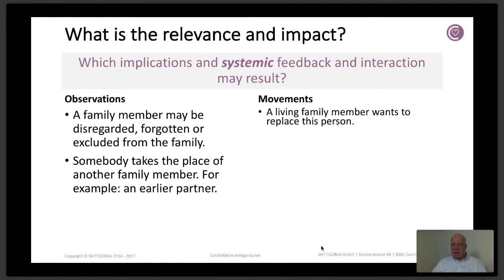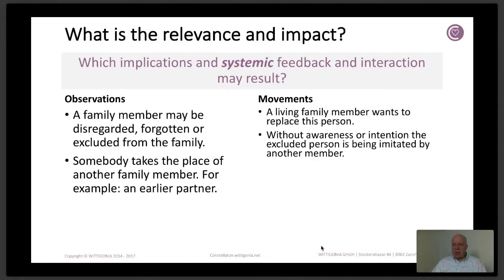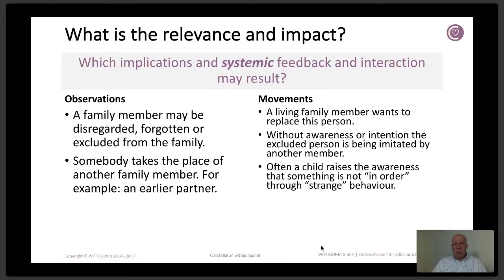And the movements resulting from that, the dynamics and the entanglements, for example, is that a living family member wants to replace another person. And of course, that's not possible, and that is violating an order and resulting in an entanglement and oftentimes a very challenging movement for the person and the family. Secondly, and without complete awareness and intention, when a person is excluded, some other family member might be imitating that family member for no obvious reason.